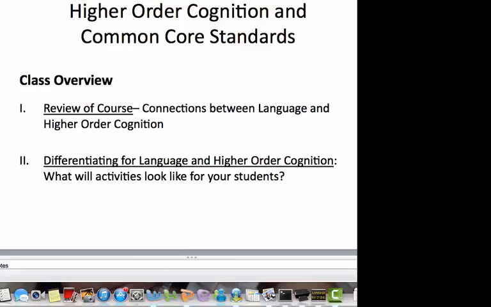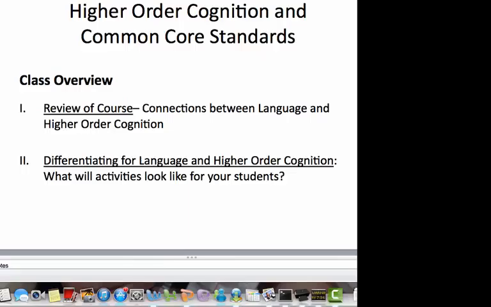One of the places that you'll have an opportunity to start doing that is in Dr. Craig Pullman's video posted on the Moodle page, where he talks specifically about the way these two constructs are interrelated and the way they might interact in the classroom. And also we'll be working more specifically on differentiating for language and higher order cognition. What can activities look like for students? And this will occur in both of the assignments for this week.